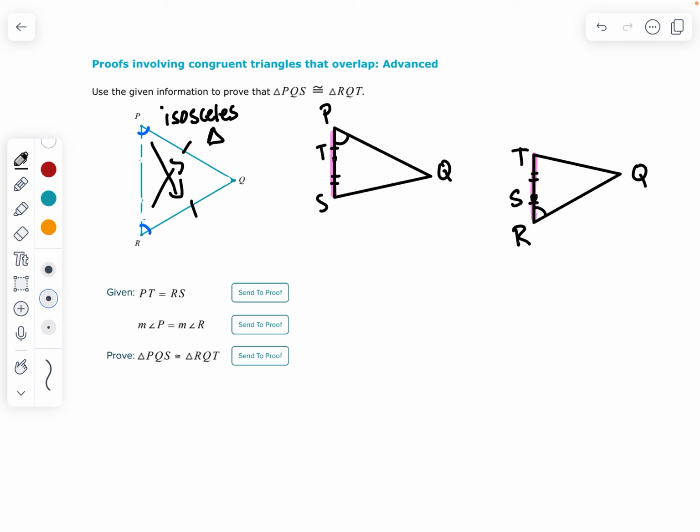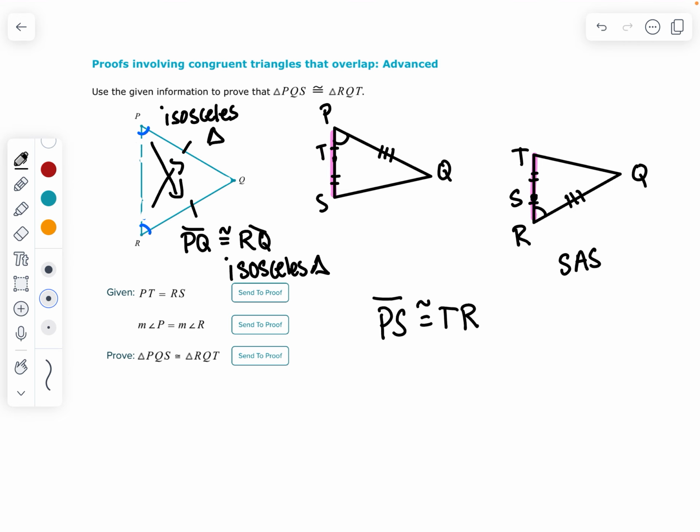Okay? You kind of have to fight through and you have to visualize it in your head there, but yeah, we got those. So if we know that PQ and RQ are the same, PQ is congruent to RQ because of isosceles triangle theorem. So we're going to mark that on here. Here we go. So now we can see that we have a side angle side congruence, if we can prove that PS is congruent to TR.